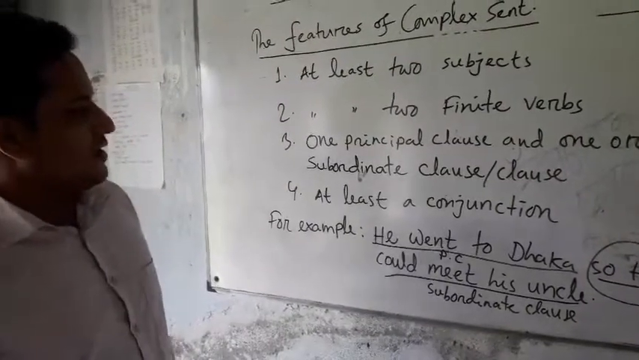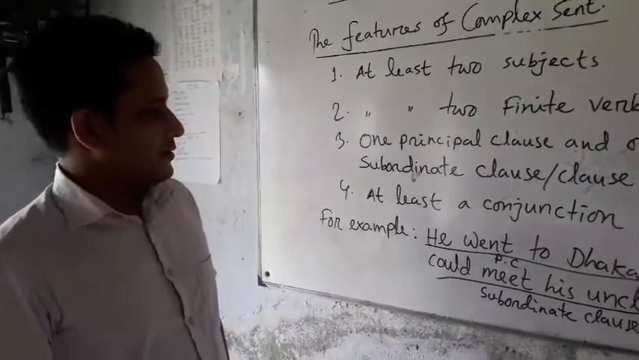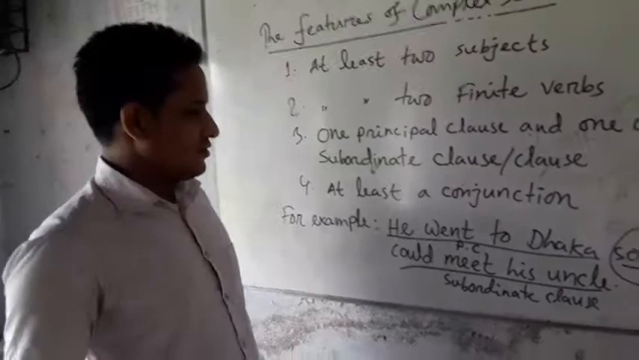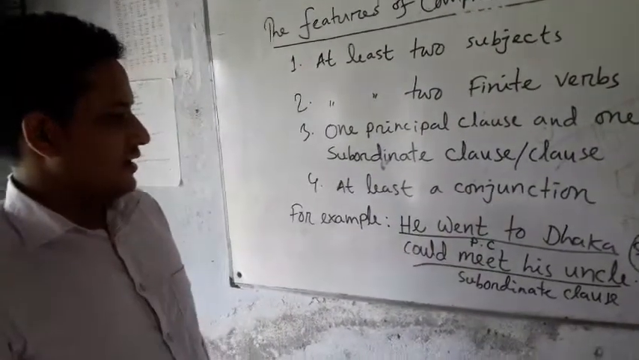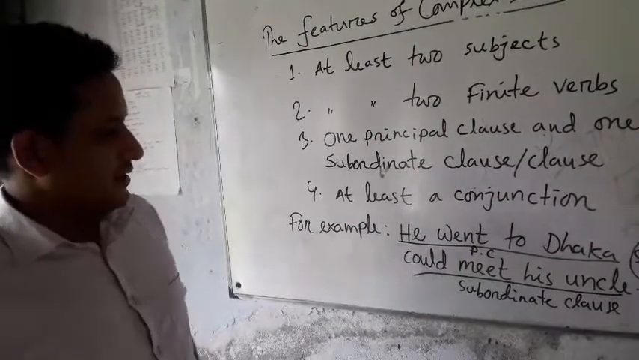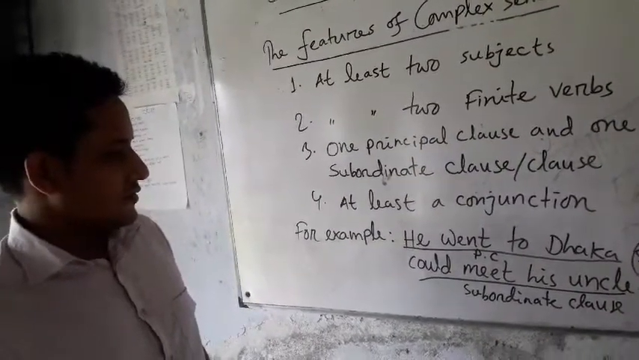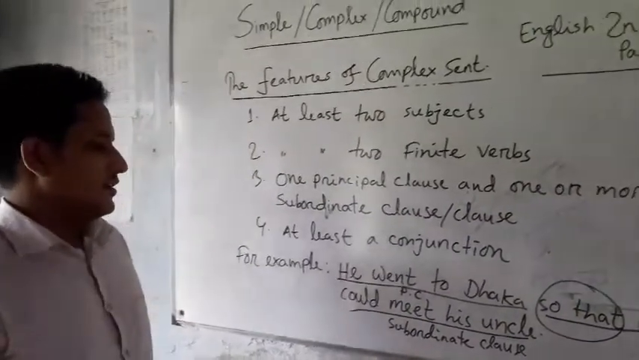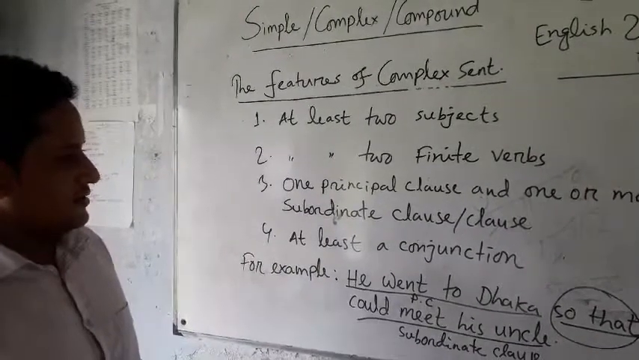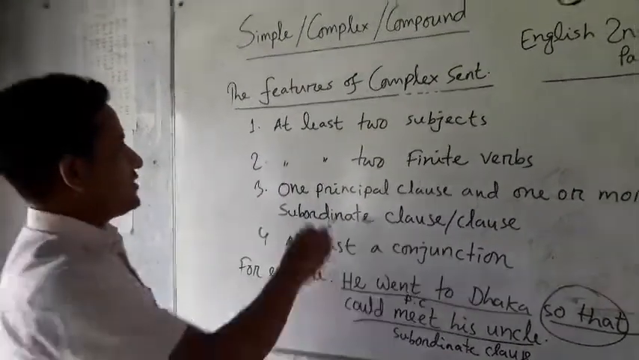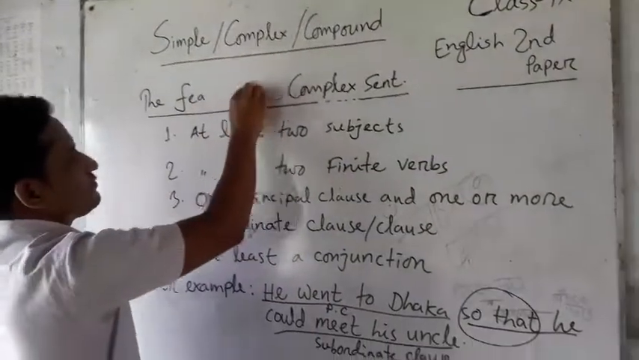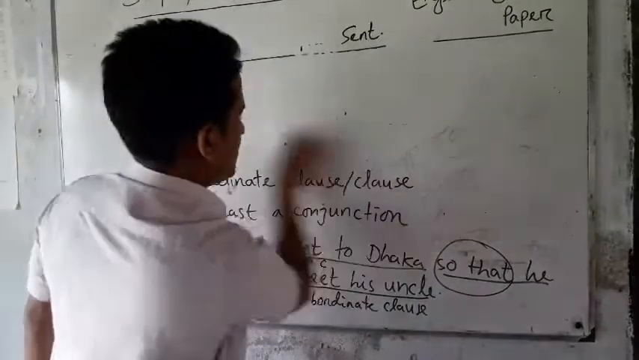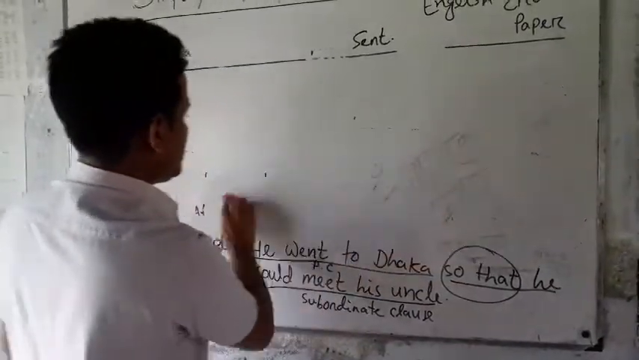Principal clause has also different names: independent clause, main clause. Subordinate clause has also a different name, and we call it dependent clause. Okay, these are the features of complex sentence. Now we will come to know about the features of compound sentence.